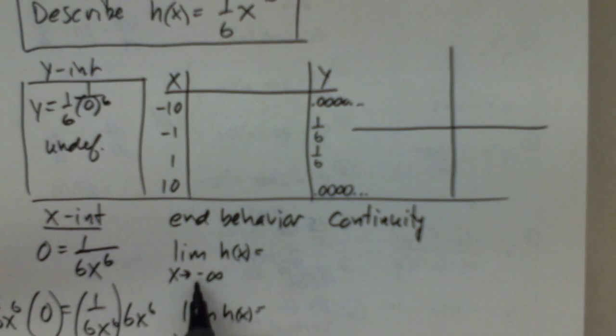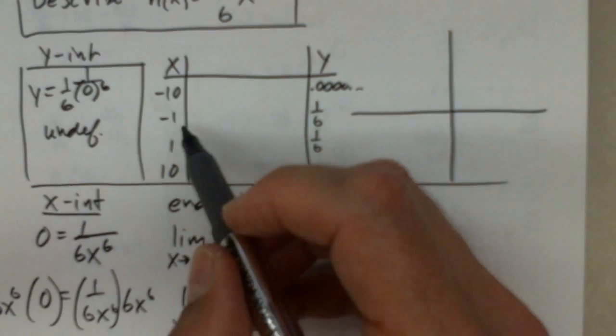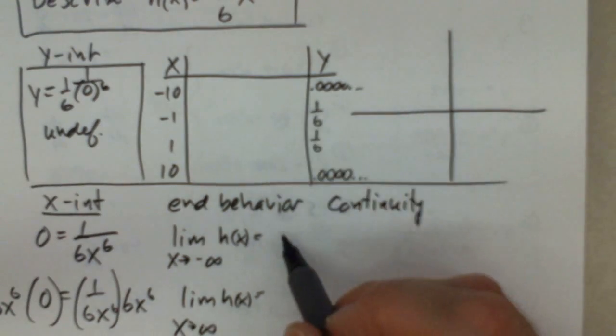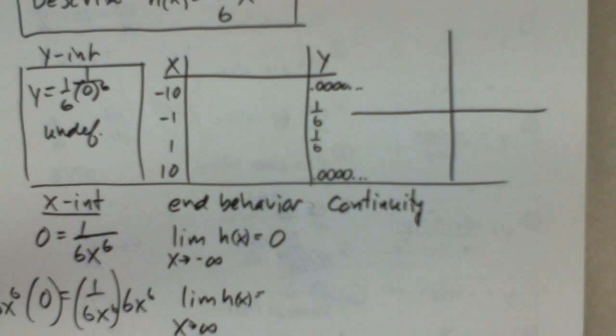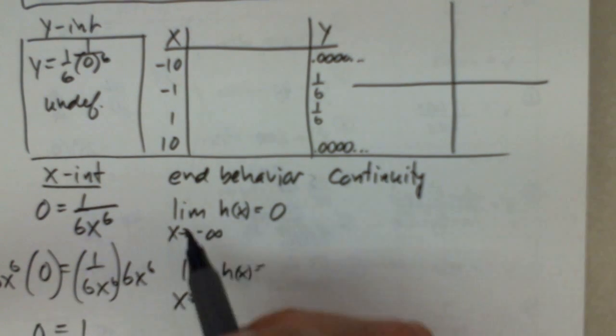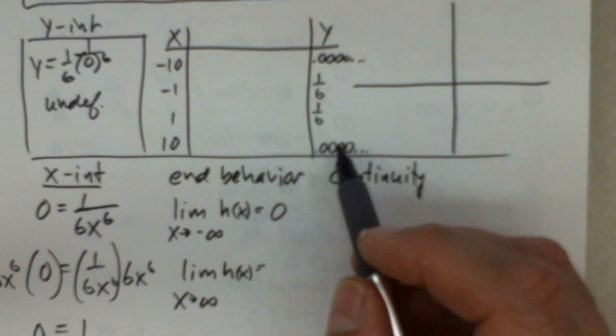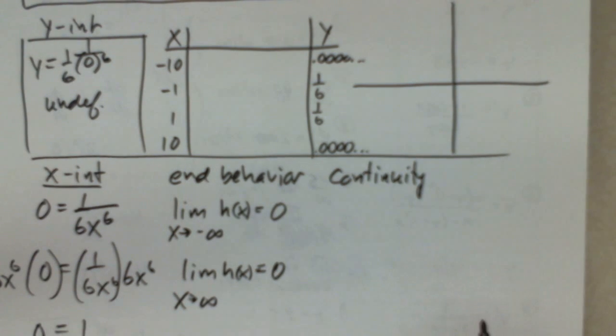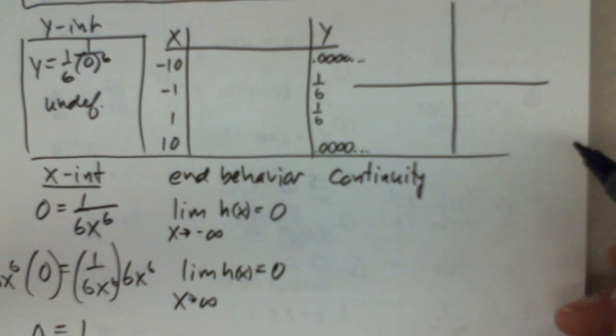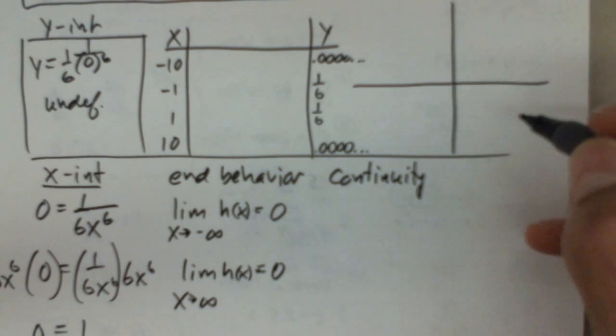So this says go to the left. As we go to the left, the y value is going to 0. As we go to the right, the y value is going to 0. So that's the end behavior. Continuity, we'll see that in the graph.